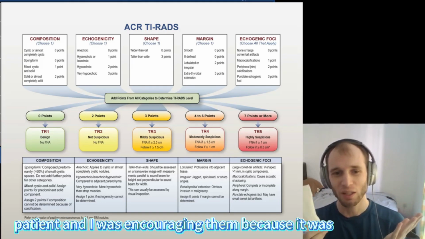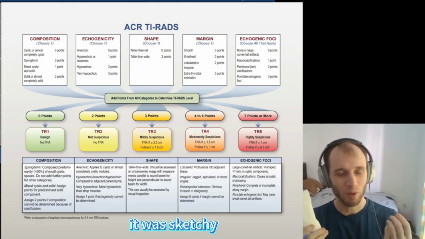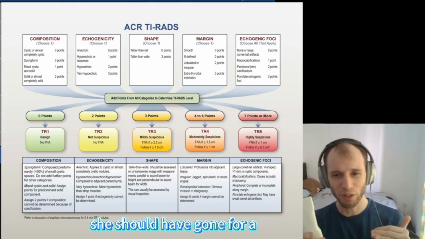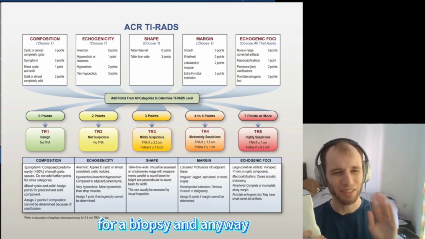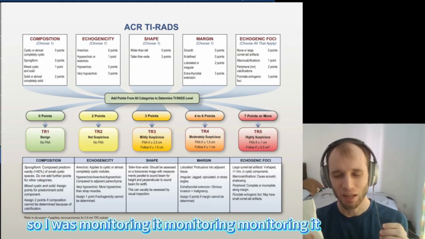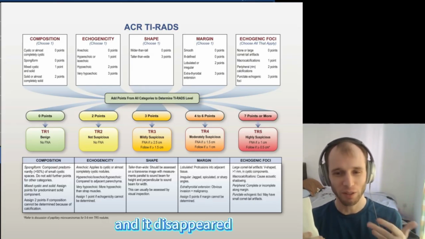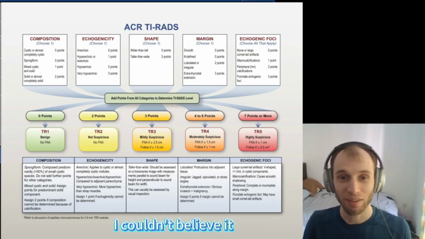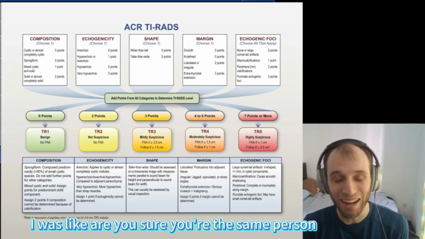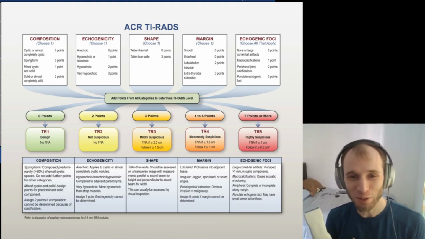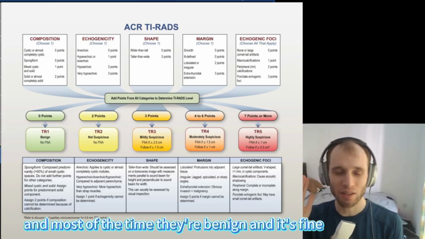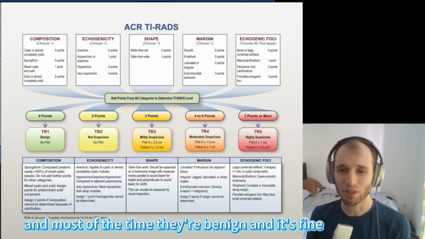I had one patient, and I was encouraging them because it was sketchy. If you follow the criteria, this is moderate risk. She should have gone for a biopsy. And anyway, so I was monitoring it, monitoring it, and it disappeared. It went away. We could not find it anymore. I couldn't believe it. I was like, "Are you sure you're the same person?" It's not there. And it's very common to find these nodules, and most of the time they're benign, and it's fine.